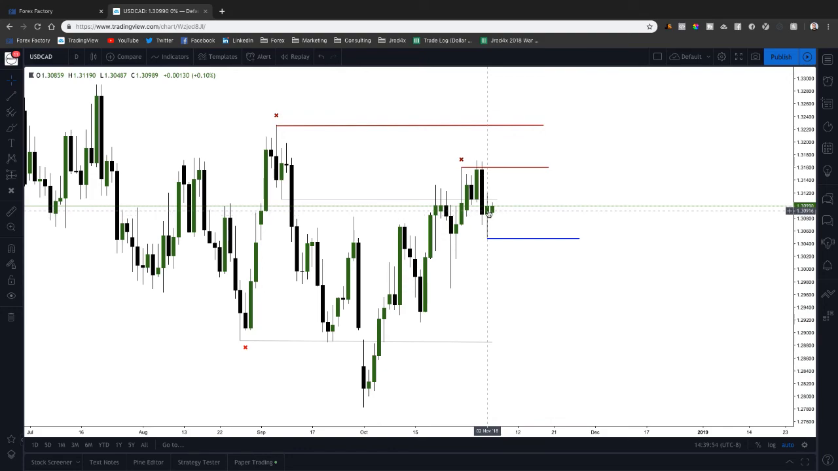I have to have the confirmation before I sell it, though. I'm not going to sell it as soon as it breaks here. I have to see the market forming bearish order blocks, using them as resistance, and selling off, making lower lows. If that happens, then I'll get short. But as long as we're remaining above this and we're forming higher highs and higher lows in terms of a daily perspective, I'm going to be looking for higher prices.